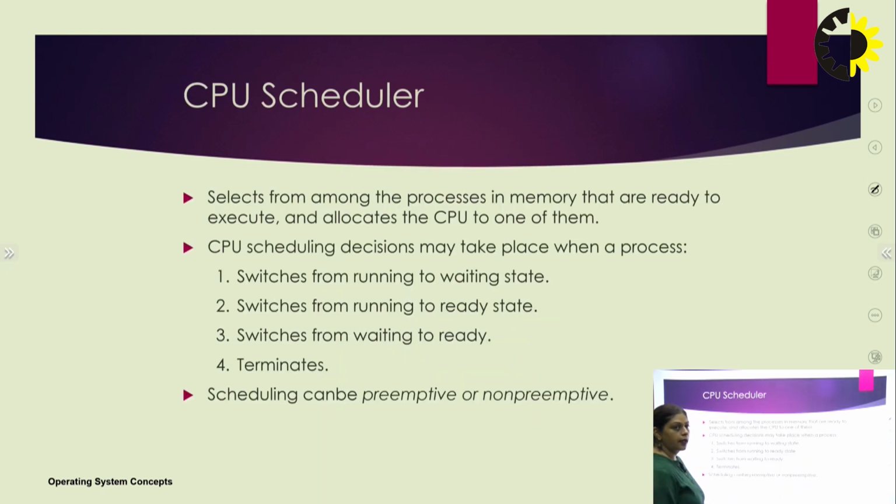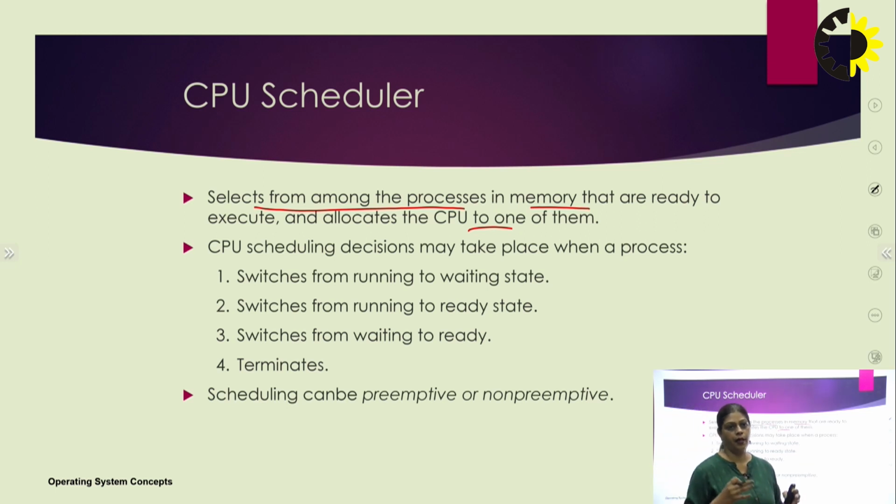Now what is a CPU scheduler? It selects among the processes in memory that are ready to execute and allocates the CPU to one of them. Now we have a pool of programs to be run by the CPU. So one program has to be selected to which the CPU is to be given, right?